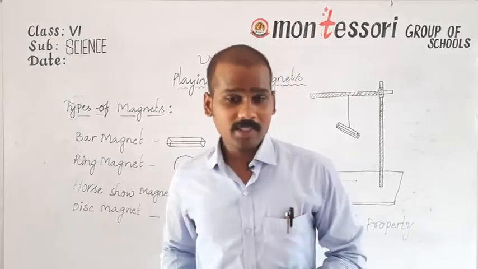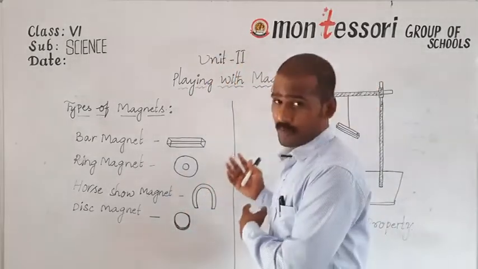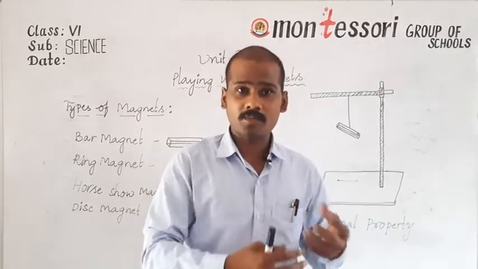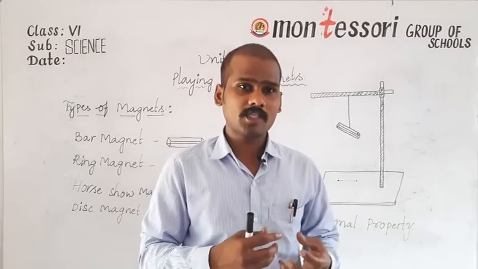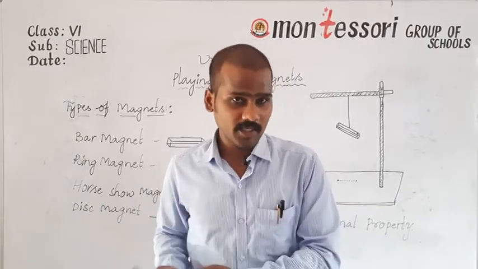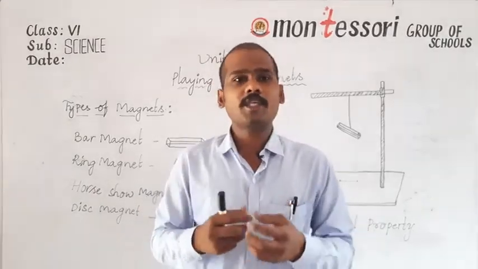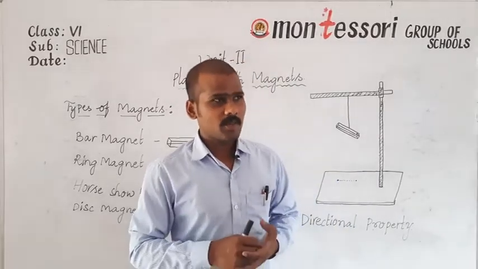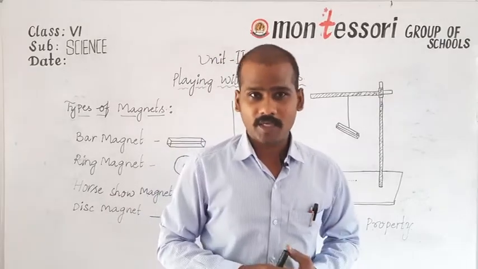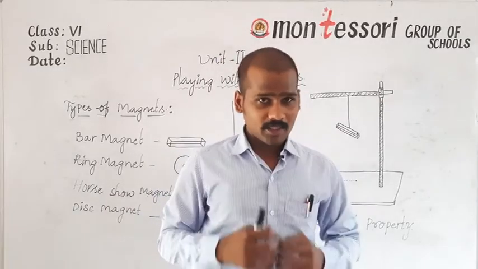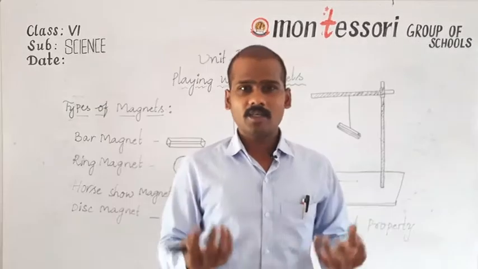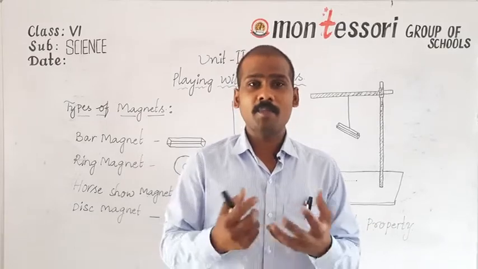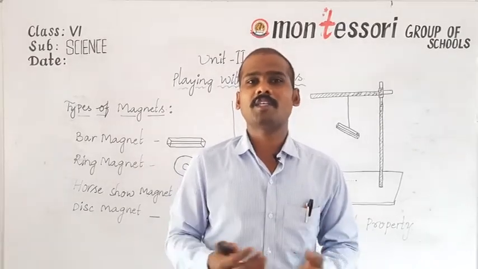In this lesson we are going to discuss magnets. We will discuss how they attract other objects, what objects get attracted by these magnets, and also some properties of magnets. Actually, in olden days, the magnet was naturally obtained. But in today's world, magnets are prepared by humans. They are man-made, so they are called artificial magnets.